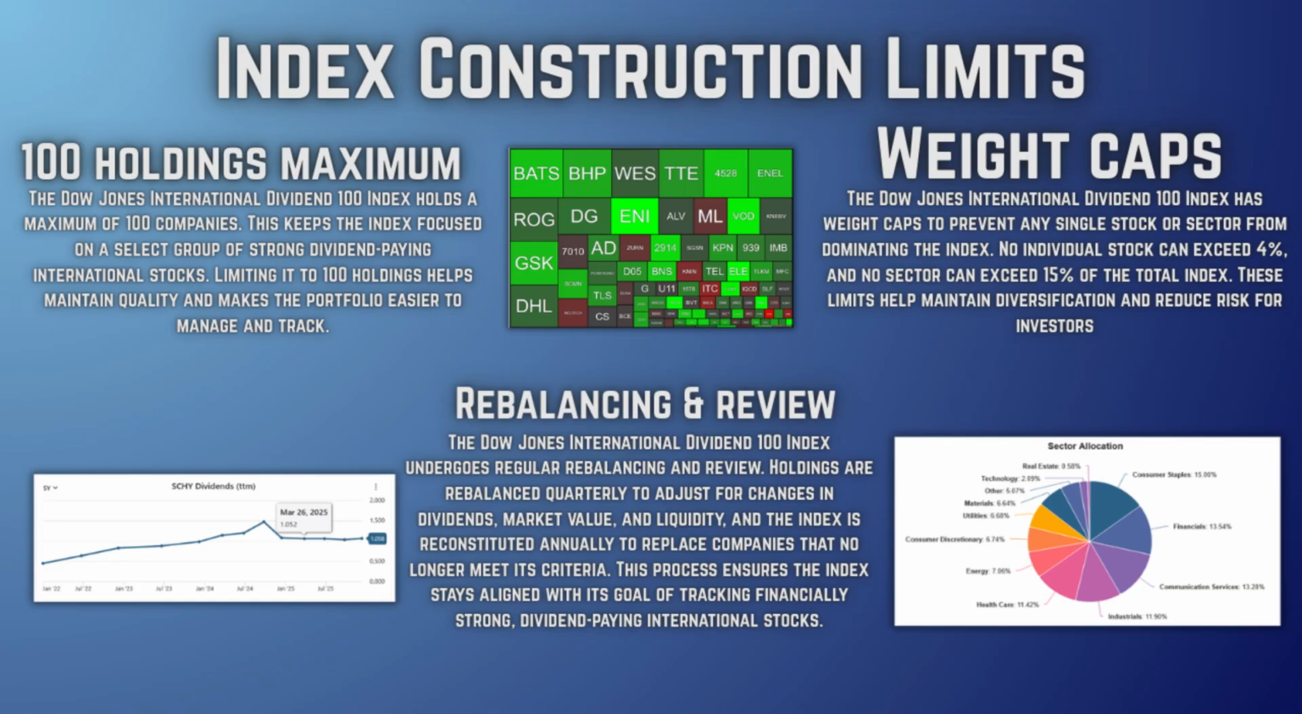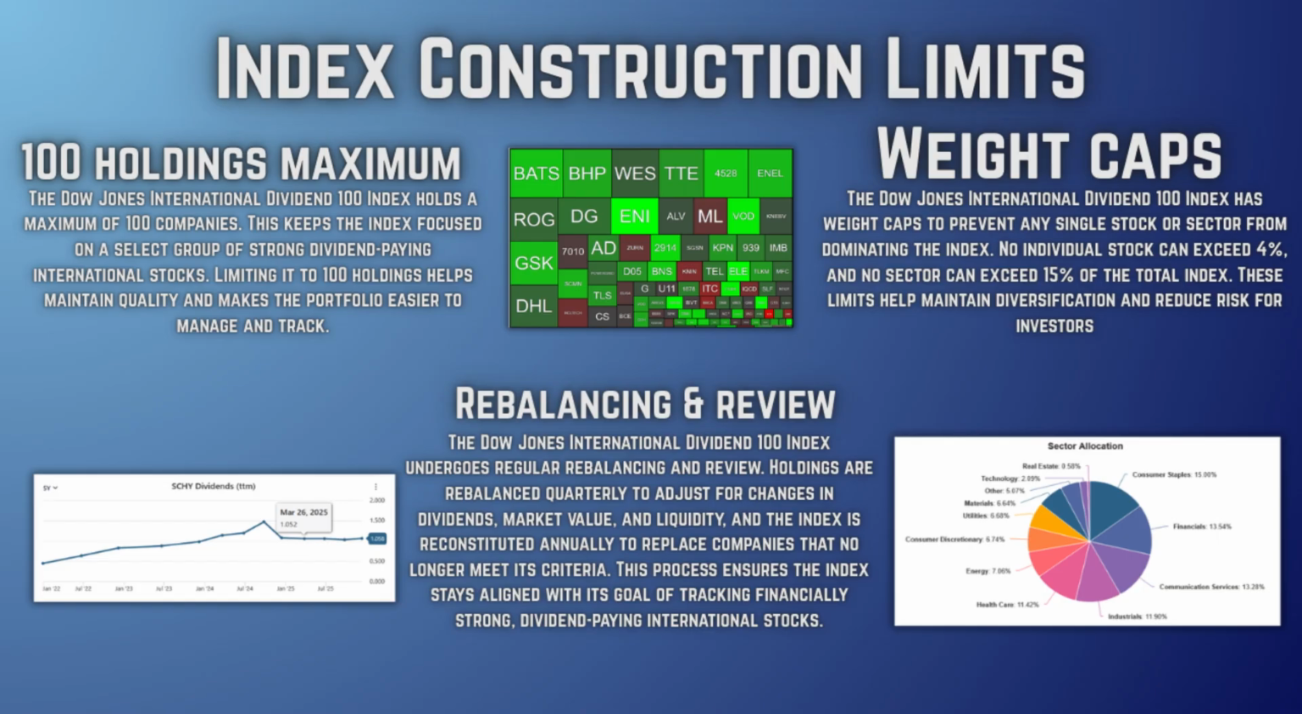Instead, if one goes down, another will go up, and hopefully, as we've seen over time with both SCHD and, for the past 3 years, SCHY, this allows it to grow at like 3%, 4% instead of having huge swings all the time.